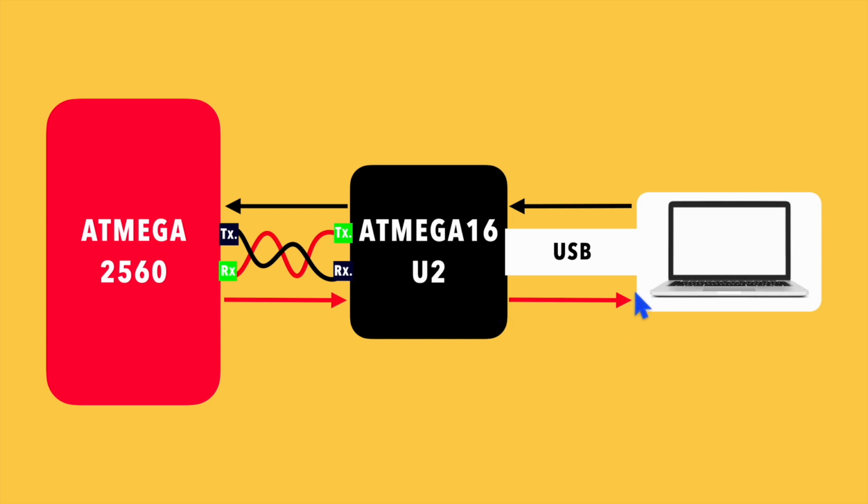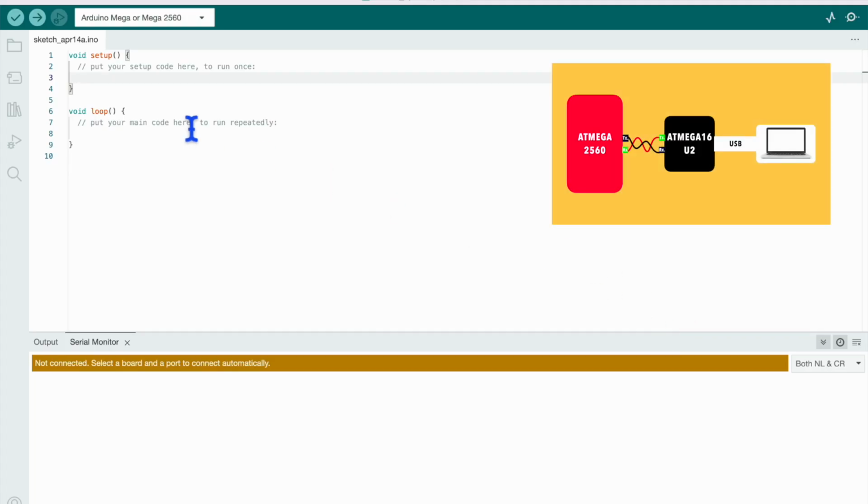So let's write a program that will do the same thing. Since we have to use UART0 of the main microcontroller Mega 2560, to use it, we have to initialize it first. Serial.begin, and the baud rate, let's keep it 9600. So initialization is done here.